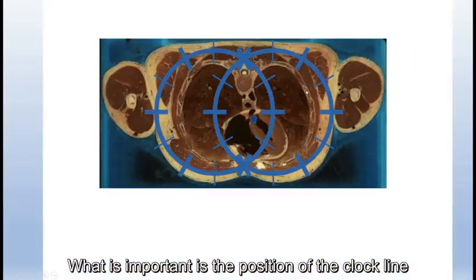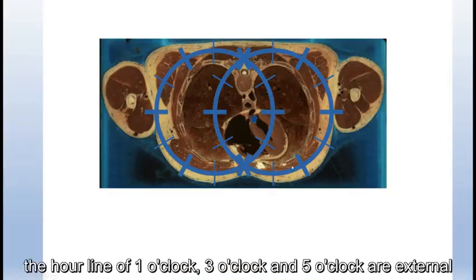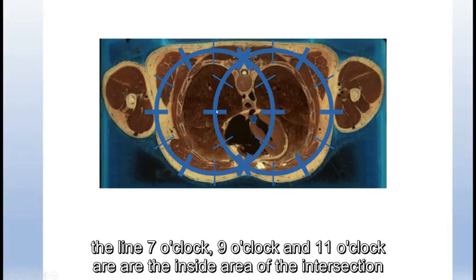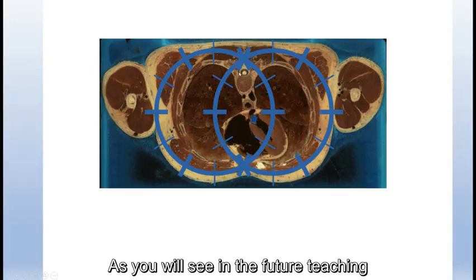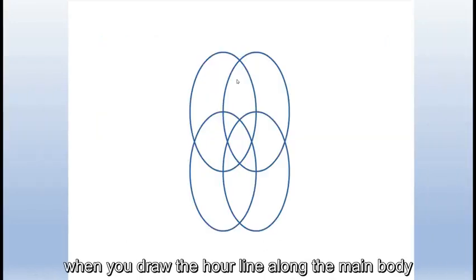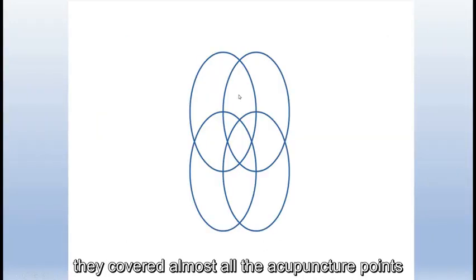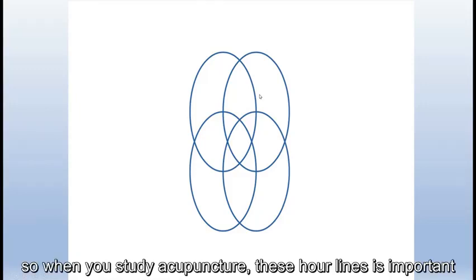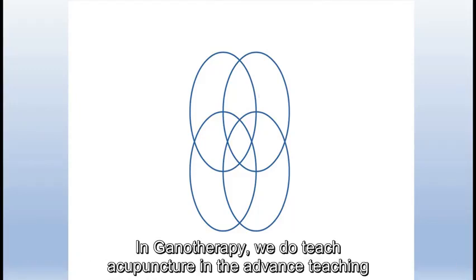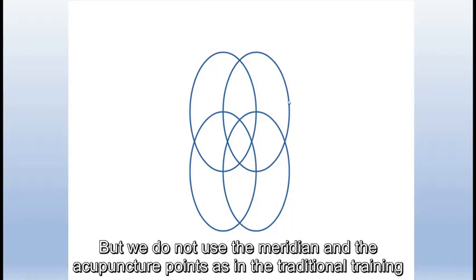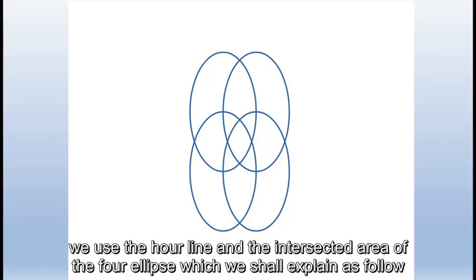What is important is the position of the clock lines. As you can see, the hour lines of 1 o'clock, 3 o'clock and 5 o'clock are external. The lines 7 o'clock, 9 o'clock and 11 o'clock are the inside area of the intersection. As you will see in the future teaching, when you draw the hour lines along the main body, they cover almost all the acupuncture points. So when you study acupuncture, these hour lines are important. In gynotherapy, we do teach acupuncture in the advanced teaching, but we do not use the meridians and the acupuncture points as in the traditional training. We use the hour lines and the intersected areas of the four ellipses, which we shall explain as follows.